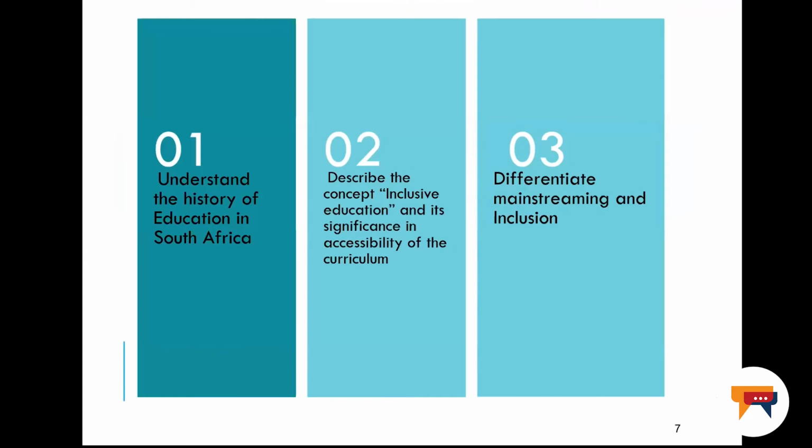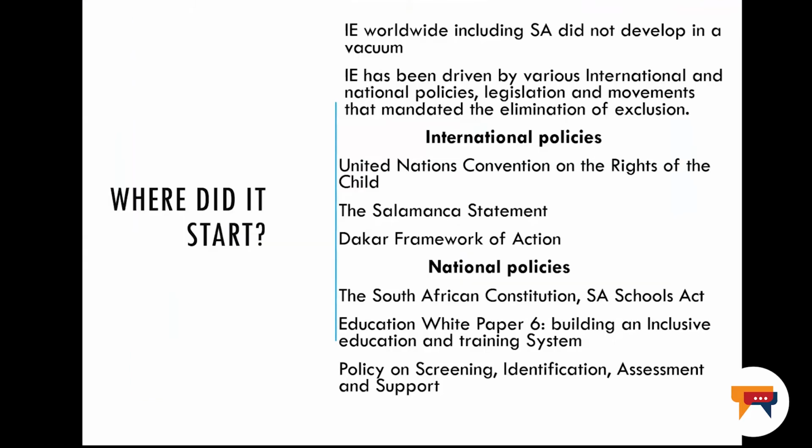So now, in this presentation, we are going to focus on 3 things. Number 1, we'll look at the history of education in South Africa. We'll define the concept inclusive education, and we'll also talk about mainstreaming and inclusion. So where did it start? Where did inclusive education start? Because many years ago, from the 1970s, when I was still at school, there was nothing called inclusive education.